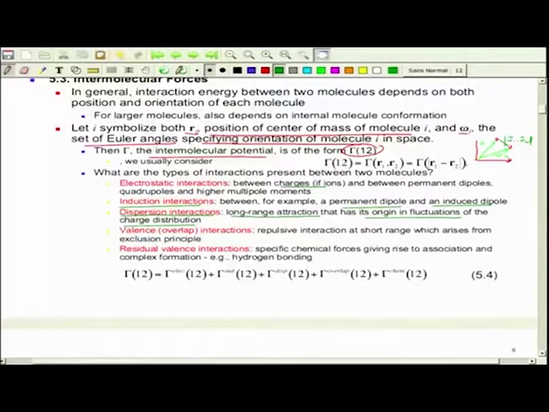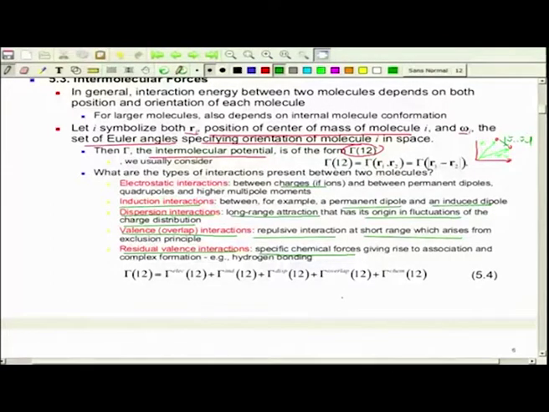In addition to dispersion, we may have valence interaction, which is nothing but repulsive interaction at short range, which arises from the Pauli exclusion principle. Now at the end we may have this residual valence interaction, which is a specific chemical force giving rise to association in complex formation, such as hydrogen bonding.